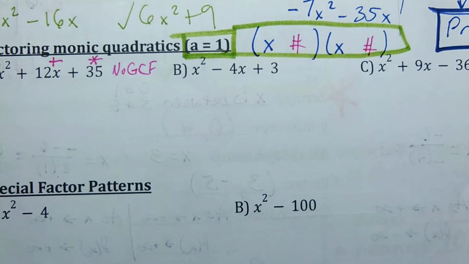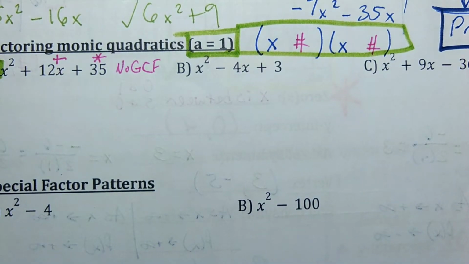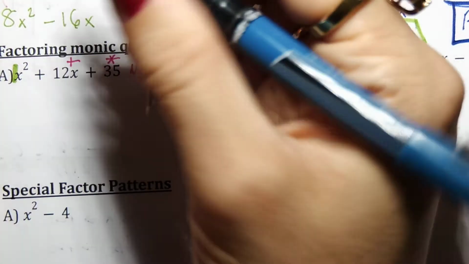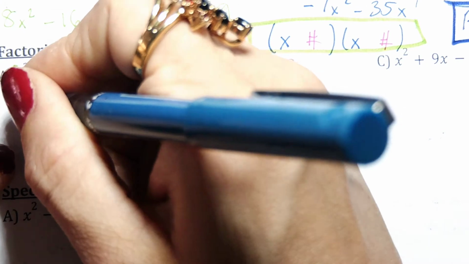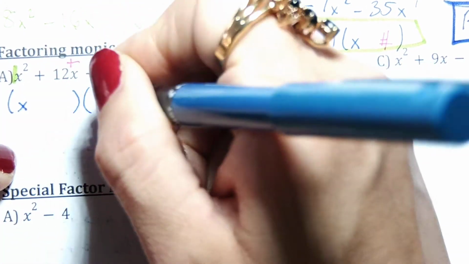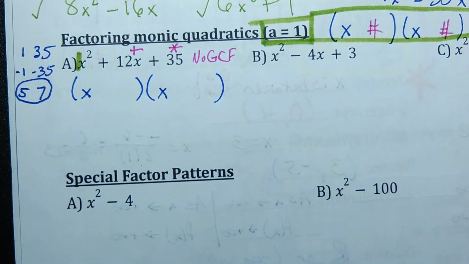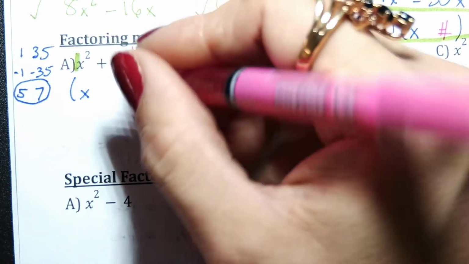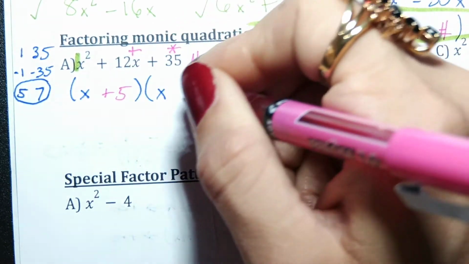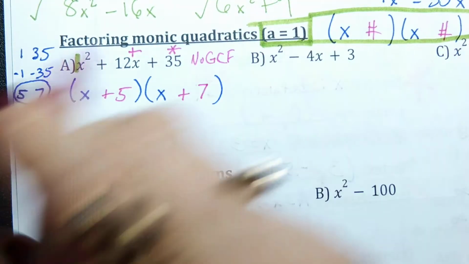So we have to solve the puzzle and figure out what those numbers are, but the first terms of those binomials will always be x and x. So let's go ahead and start this one with x and x in parentheses. My two numbers that I determined are 5 and 7, so I'm going to say plus 5 in this one and plus 7 in the other one.